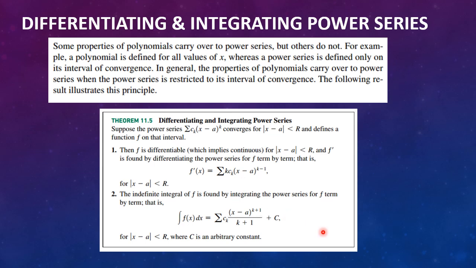The indefinite integral of f is found by integrating the power series for f term by term. And so again, what we have here is the power rule for integrals. The integral of f of x dx equals the summation of c sub k, (x - a) to the k plus 1 all over k plus 1, plus C, where |x - a| < r, where C is an arbitrary constant, which we know from integration before.